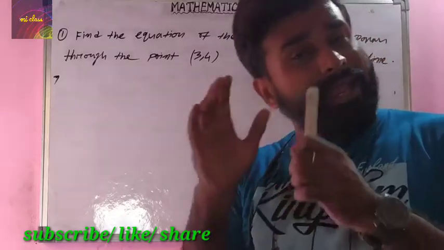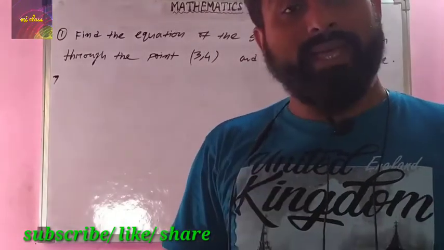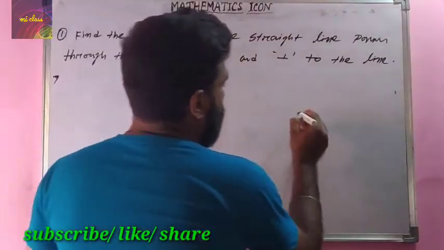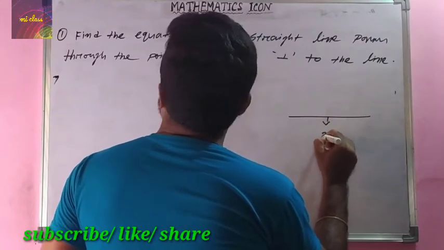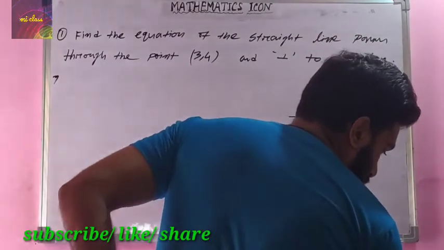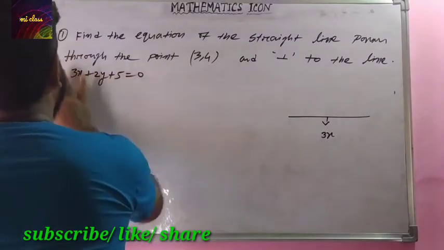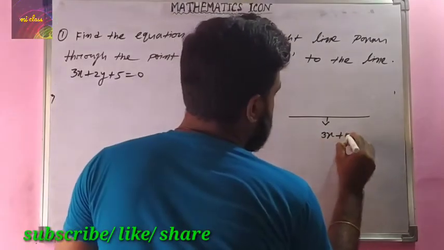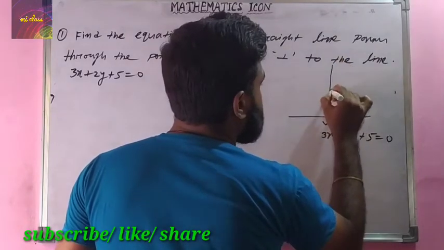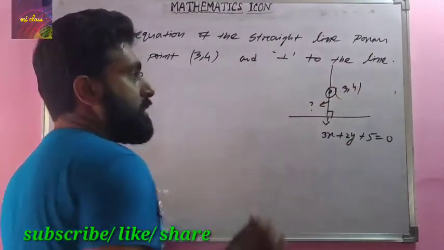As you all know, and as already discussed in various lectures, if two lines are perpendicular, then the product of their slopes will be -1. The equation of the given line is 3x plus 2y plus 5 equals 0. The line we want is perpendicular to it and passes through the point 3,4. You need to find this straight line's equation.